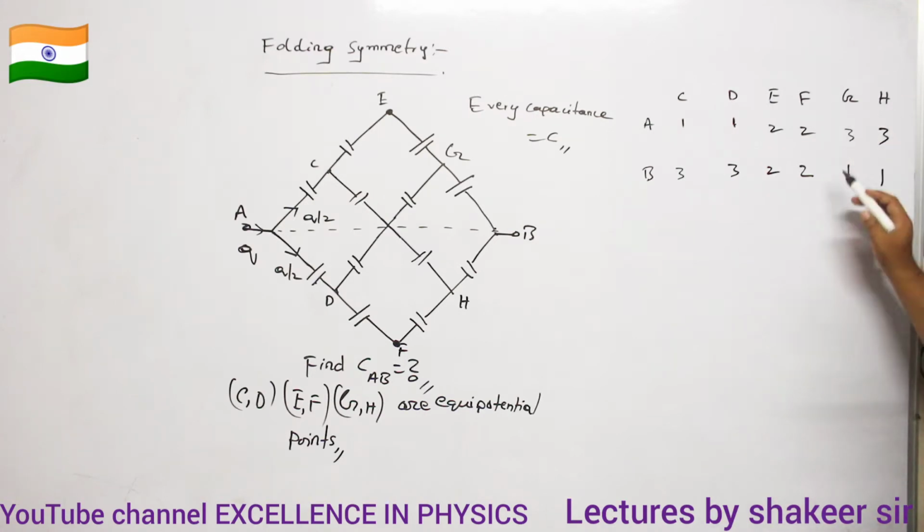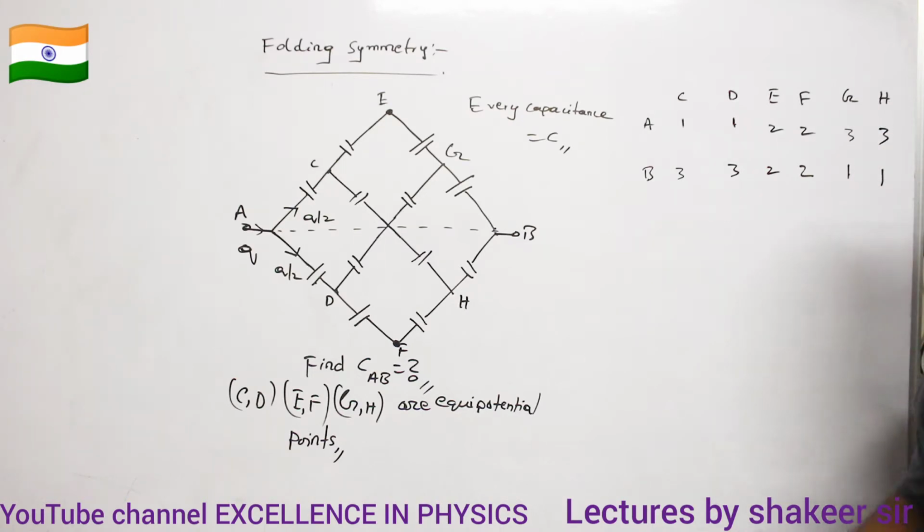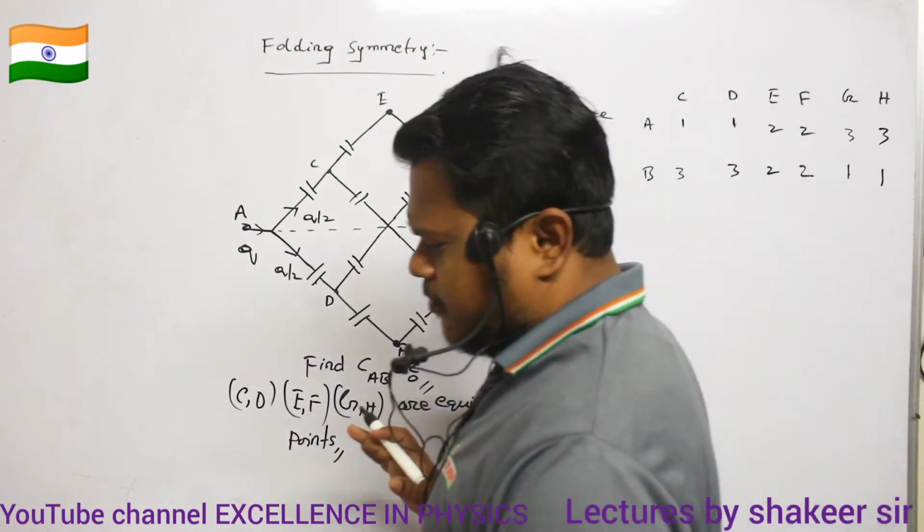So can I say G and H are also equipotential points? Because the number of capacitors from A and B remains exactly the same for point G as well as point H. So definitely I can say G and H are also equipotential points. Have you understood how we are calculating the equipotential points?